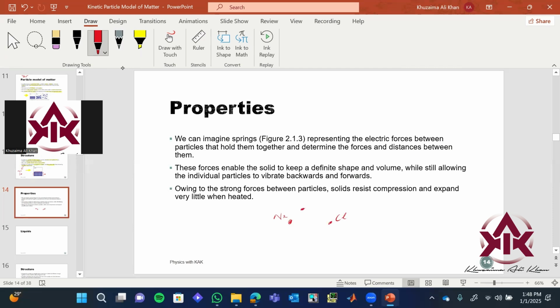This was Cl. Right. So these are forces of attraction like these. And then we have Na. We have then Cl, Cl, then Cl here. It's sort of a cuboid structure, right? So this is what was shown in figure 2.1.3.